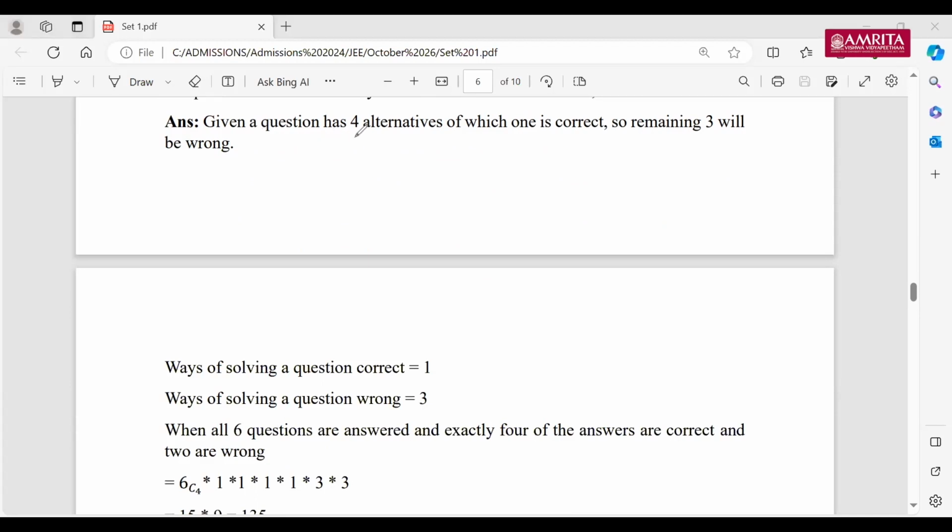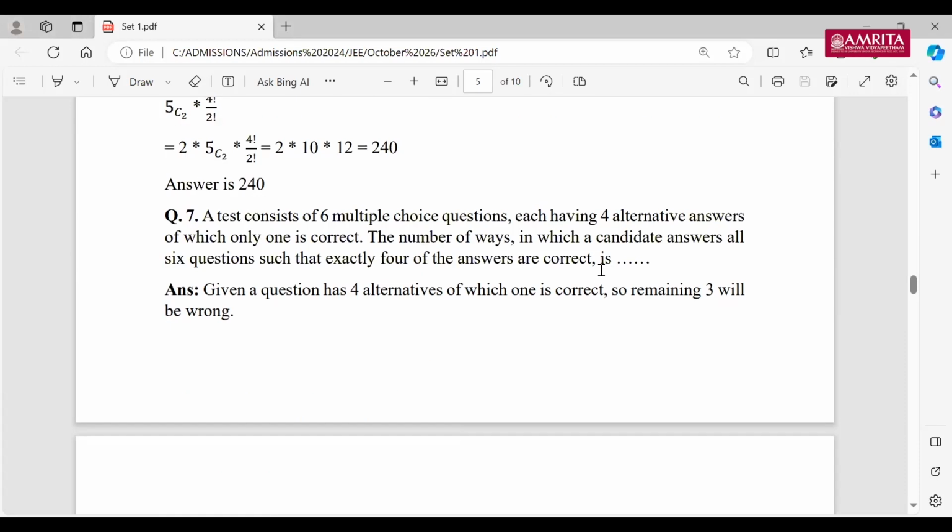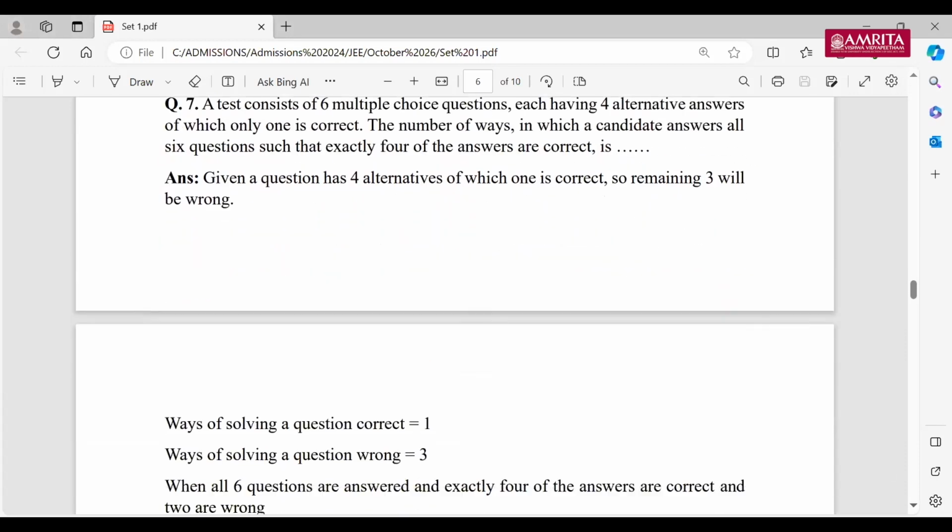So I have a question which is having 4 alternatives. 1 will be correct and the remaining 3 will be wrong. This is something which you need to identify. So if I am a student who is going to answer a question, the number of ways in which I'll answer a question correctly, there is only one way, right? And the number of ways in which I can answer a question wrong, there are 3 ways. So in the question, it is clearly given that I'm someone who is answering all the questions, and out of which exactly 4 answers are correct. So 4 questions are correct and 2 have to be wrong. That we need to work out.